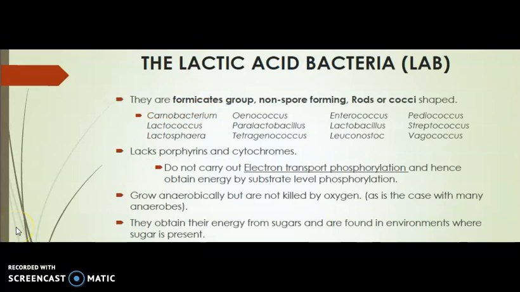The lactic acid bacteria are Firmicutes, a group that is non-spore forming and can be rod or coccus shaped. Some examples are Carnobacterium, Oenococcus, Enterococcus, Pediococcus, Lactococcus, Paralactobacillus, Lactobacillus, Streptococcus, etc. They lack porphyrins and cytochromes. They do not carry out electron transport phosphorylation and hence obtain energy by substrate level phosphorylation. They grow anaerobically but are not killed by oxygen. They obtain their energy from sugars and are found in environments where sugar is present.